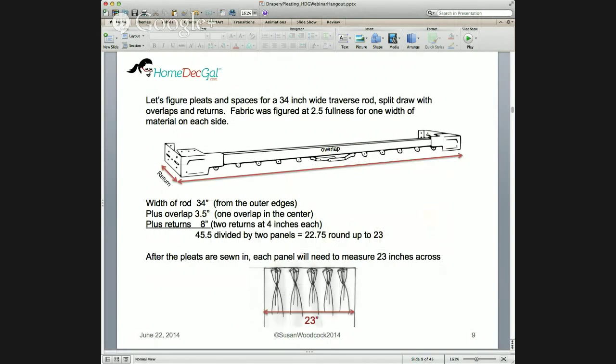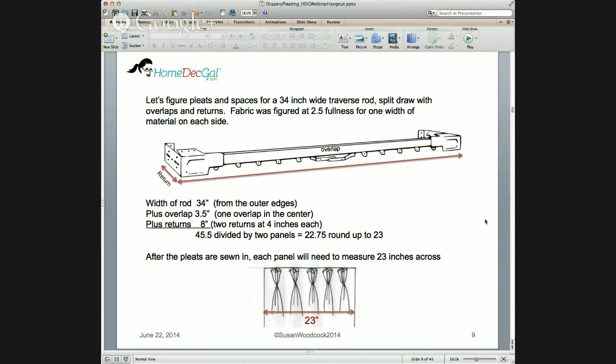So let's start off with an easy window. 34-inch wide traverse rod, split draw with overlaps and returns. I'm just in this brief presentation going to show you a traverse rod. We're not going to do decorative pole rods, figuring pleats and spaces, because it's the same thing, you just don't have an overlap. You add ease instead of overlap.